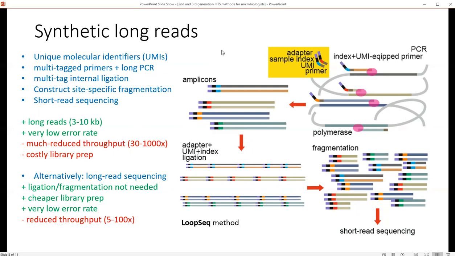For generating synthetic long reads, there is a specific PCR, and especially the primers are comprised of multiple elements. One is the ordinary primer that anneals to the template. Then there is this unique molecular identifier. There is also a sample-specific index, and also there can be a specific adapter.